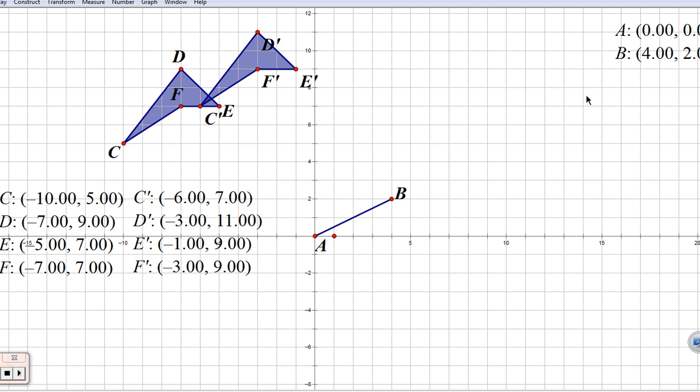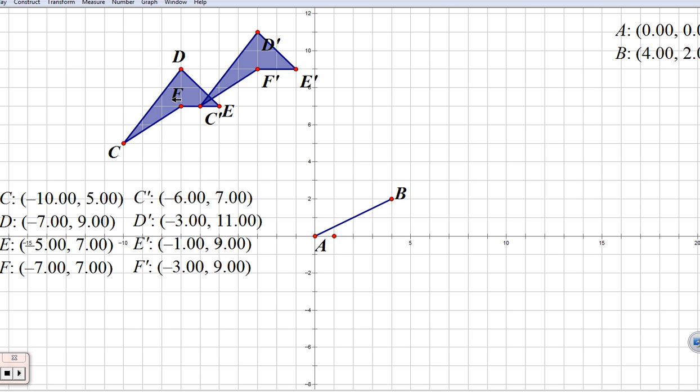Okay, now we're going to do something called comparing coordinates. I want you to see how do I get from negative 10, the x value on point C, to negative 6, the x value on point C prime. How would I have to get from C to C prime? I would have to add what?